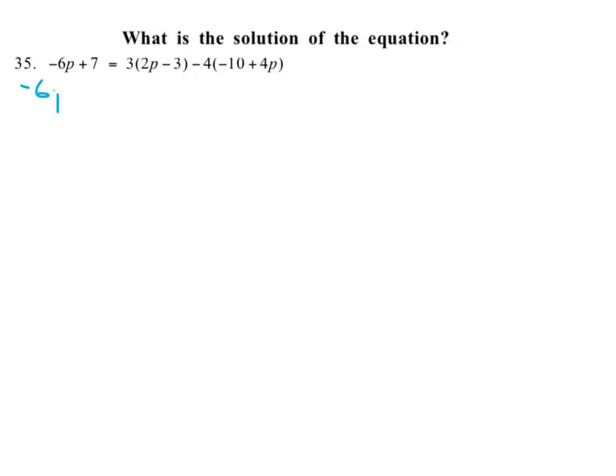So we've got negative 6p plus 7 equals, and we're going to distribute this through. So we've got 6p minus 9 plus negative 4, negative 4 times negative 10 is plus 40. And negative 4 times 4p is negative 16p.